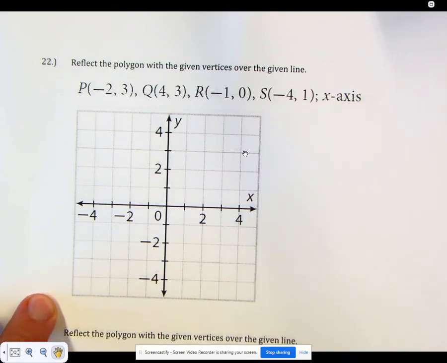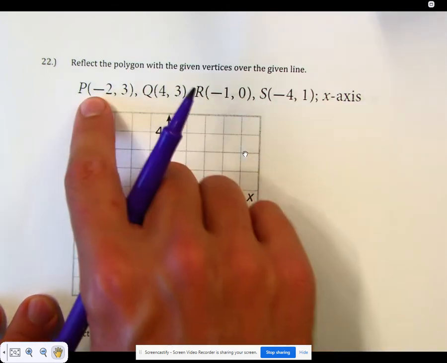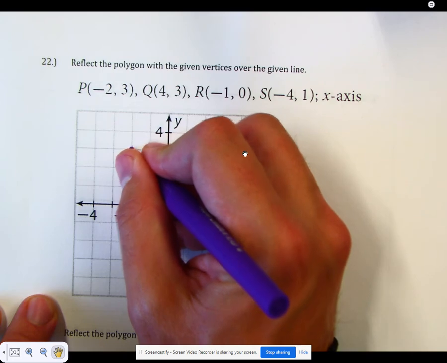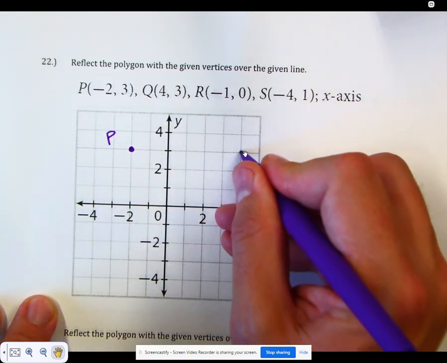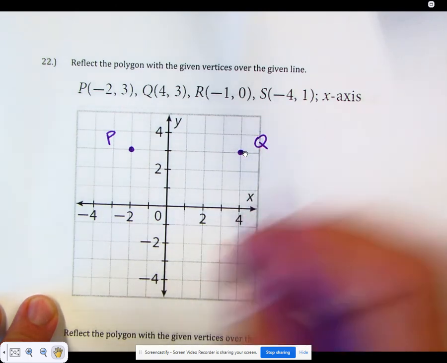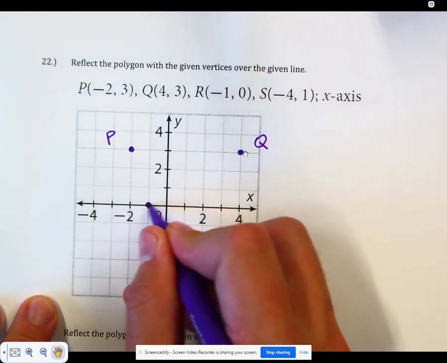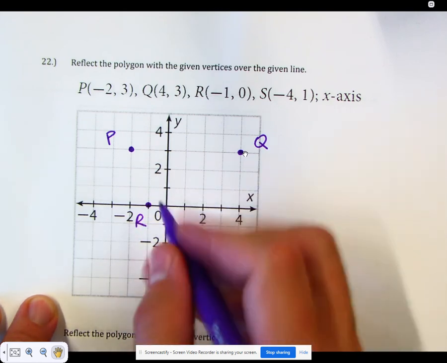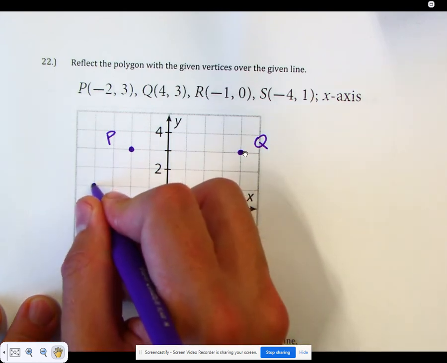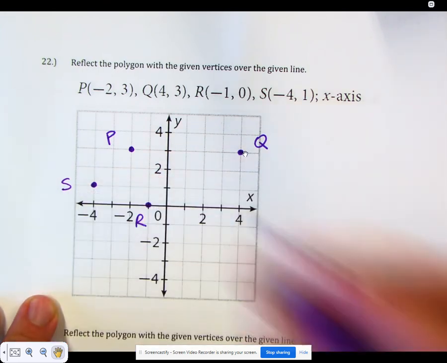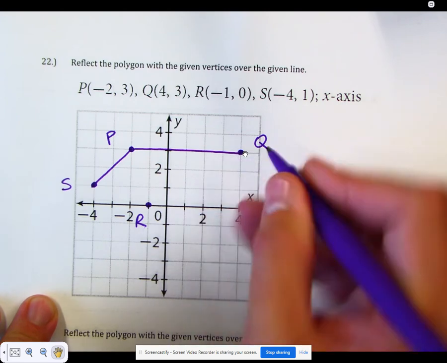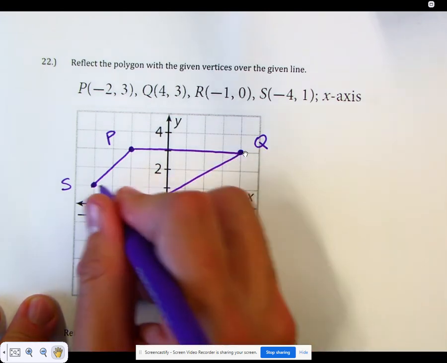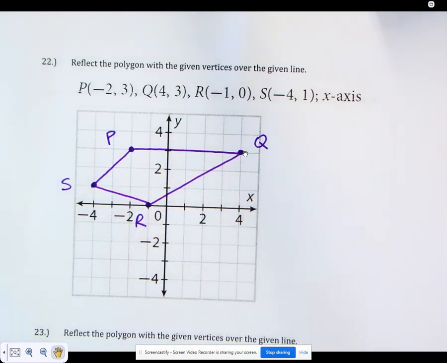So here you have to draw P at negative 2, 3. Here's Q at 4, 3. R is at negative 1, 0. S is at negative 4, 1. So there's my polygon. And we have to now reflect it over the x-axis, it says.